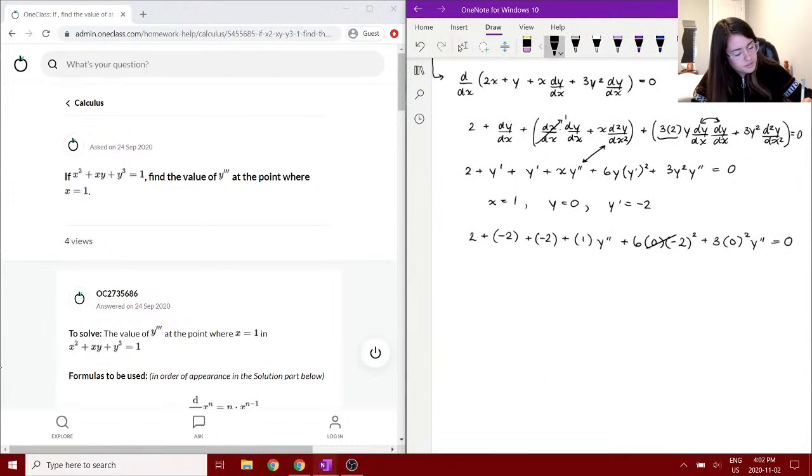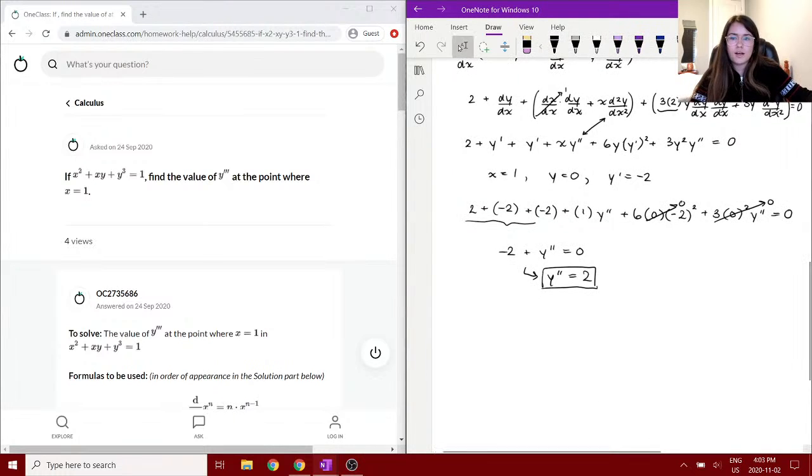So there's a lot of zeros. You cancel out this term, that whole thing is 0, and this whole thing is 0. And then this, add that together, that's minus 4 plus 2 is minus 2, plus, and then all we have left is that term, so that's just y double prime is equal to 0, and that will give you the answer of y double prime is equal to 2, or the second derivative of y is equal to 2. Okay, I think we are on the last step now.